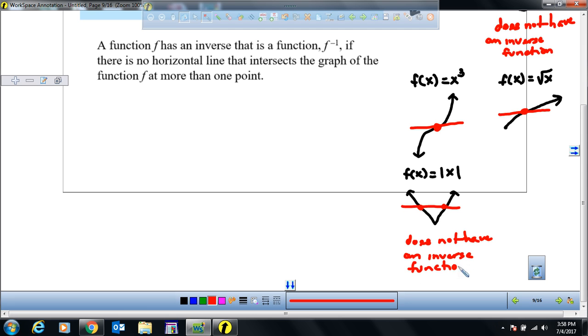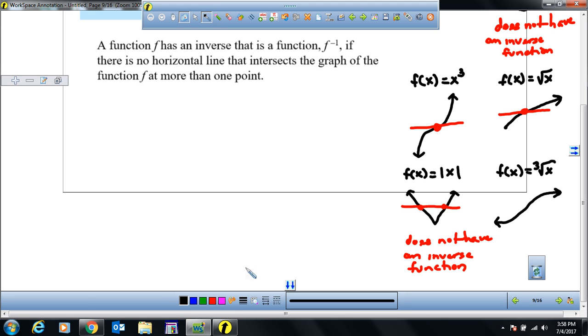And if we look at the last one, f of x equals the cube root of x. What do we know about that one? It looks like an S also, but going to the side. So this is basically the shape. It doesn't matter where we draw a horizontal line. That graph is only going to be intersected once anywhere we draw it. So that one has an inverse function as well.